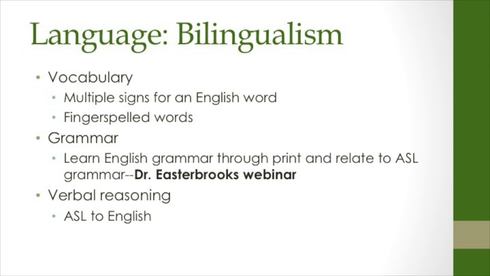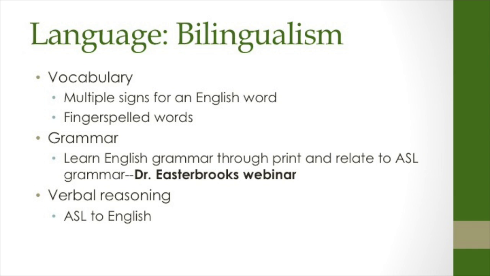So in addition to word recognition, of course, you have the whole issue of language and the issue of bilingualism. Under vocabulary, you have multiple signs for an English word. You also have some words that have no sign, so children have to learn to fingerspell those words. Under grammar, you have to learn English grammar through print rather than through their native language, and you have to relate it to their L1, ASL grammar. Dr. Easterbrooks will be talking to you more in her webinar.